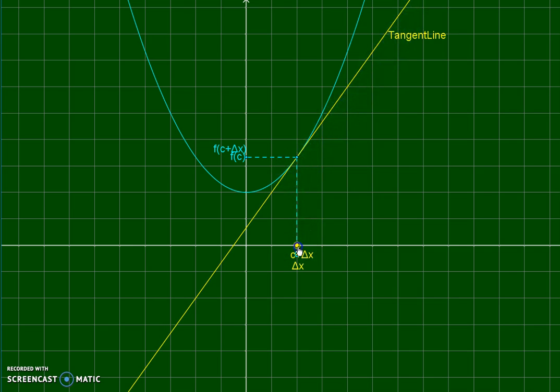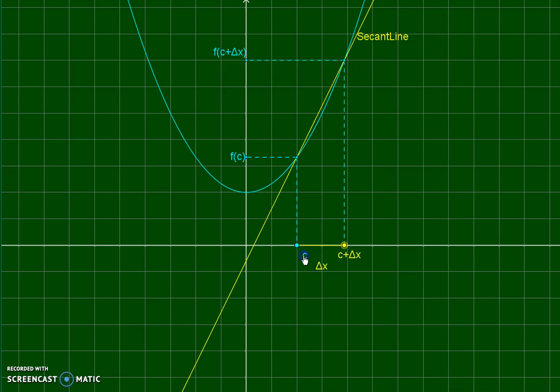So that's the idea of the tangent line problem, that we have some value of C on our x-axis, and we want to find the equation of a tangent line, or the slope of a tangent line at a particular point, which is the point of tangency of that line to the curve. And that's the nature of the tangent line problem.